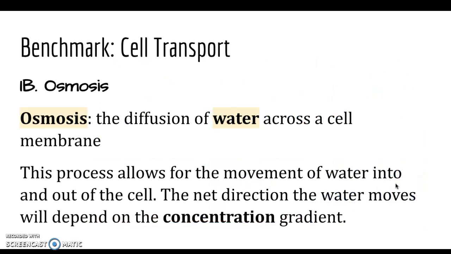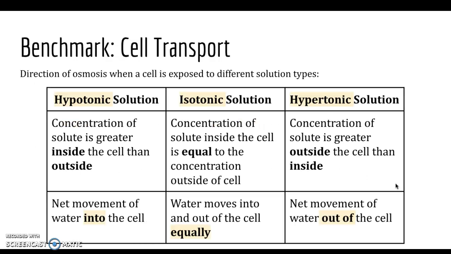All right, the second form of transport we're talking about today is osmosis. And osmosis is the diffusion of water across the cell membrane. So similar to diffusion, now we're just talking about water. Osmosis allows for the movement of water into and out of the cell. And the net direction of water movement will depend on the concentration gradient of the solutes. All right, so in our investigation using our egg cell, we learned that the direction of osmosis depends on the type of solution that the cell is placed into.